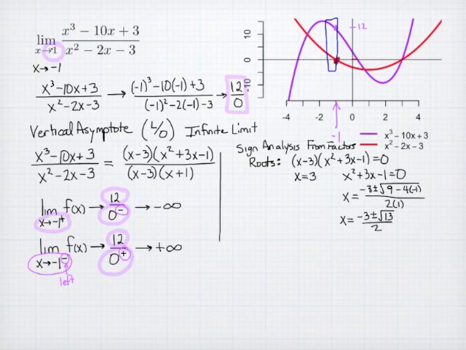We need to know these decimal values so we can do a number line. The value on our left is -3.303 approximately. The value on our right is x equals positive 0.303 approximately. Those points that we found correspond to the 2 points on the graph where the purple curve crosses the axis.